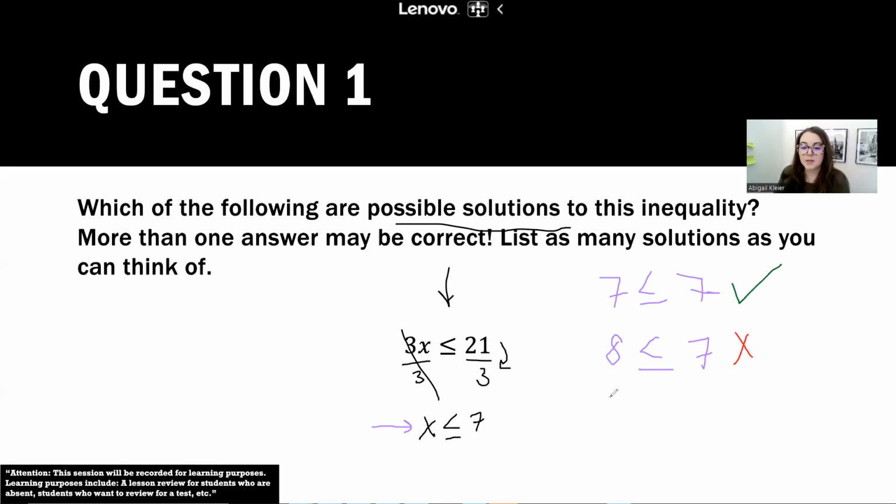And then what about something like 6? Is 6 less than or equal to 7? Yes. So as you can see, this range of numbers is going to be any number, including 7, and less than 7 would be a solution. So 7, 6, 5, 4, 3, 2, 1, 0, and then even into the negatives. -1, -2, -3, all of those numbers would qualify as a solution to this inequality.